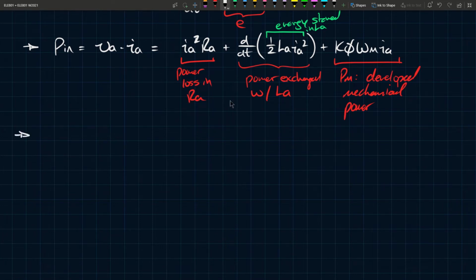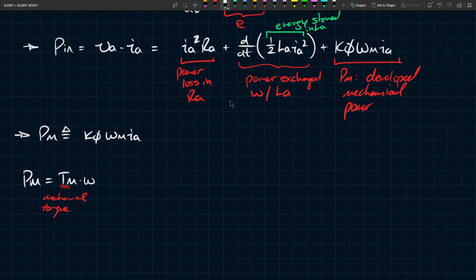But what we have here is PM, which we define as K phi omega m IA. That is the mechanical power. But now we know from mechanics that the mechanical power is equal to the torque times the angular velocity. And that means Tm is the mechanical torque. So this is the mechanical torque.